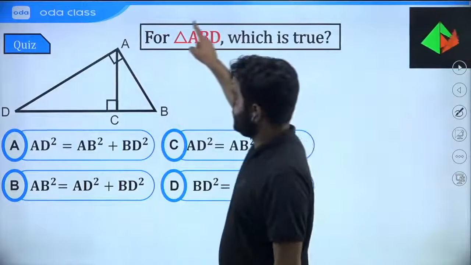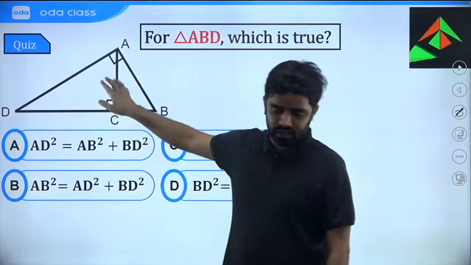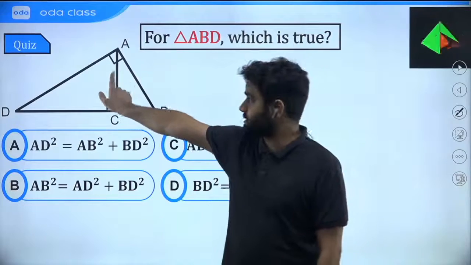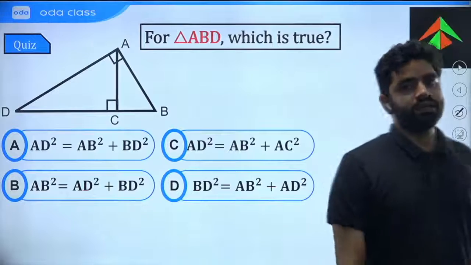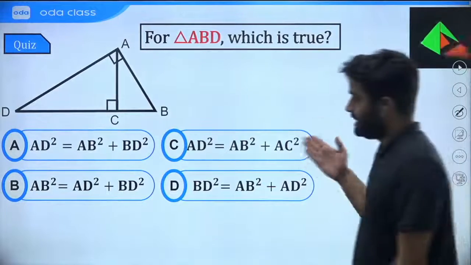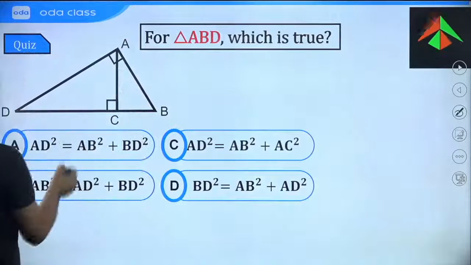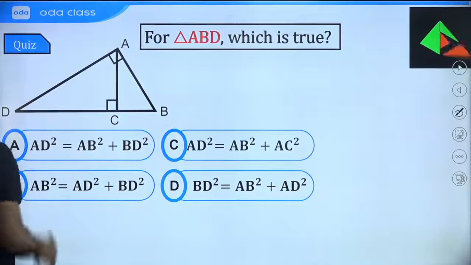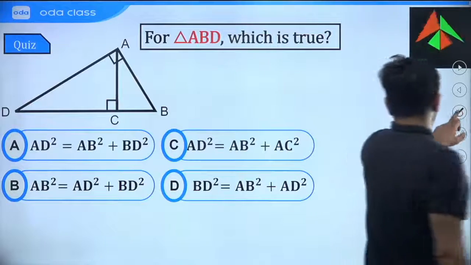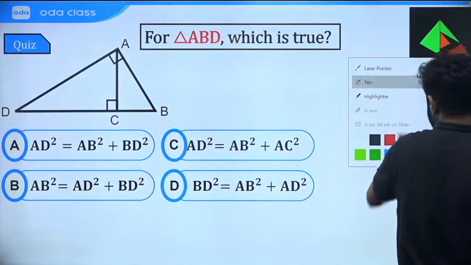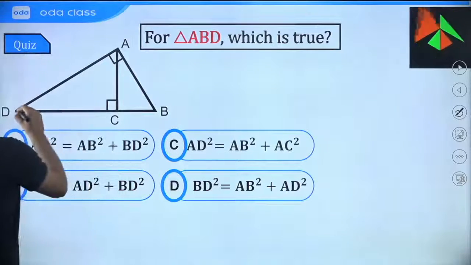In triangle ABD. Now on your screen, please tell me how many triangles there are. If you look at the triangle given, there are three triangles, one larger triangle and two small triangles: ABC is a smaller triangle, ACD is a triangle, and another is ABD. So there are three triangles in total.